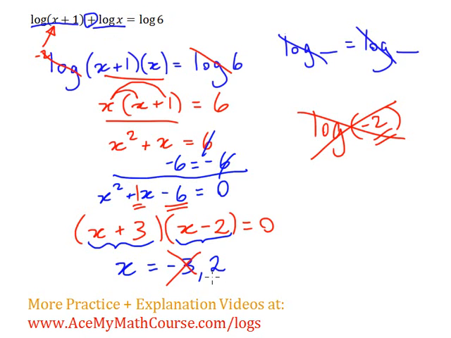What about the 2? Can we keep it as an answer? Yes. Why? Because we have log of 2 plus 1, which is log of 3. 3 is a positive number. That works out. And over here as well, we would just get the log of 2. So the answer is just x is equal to 2.